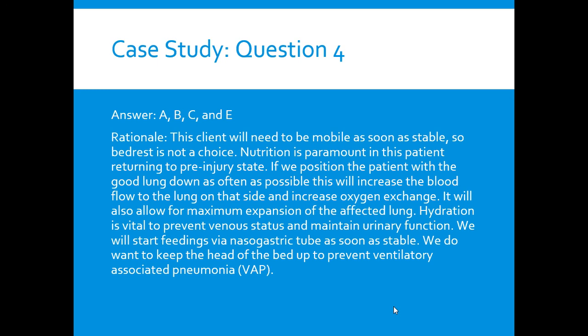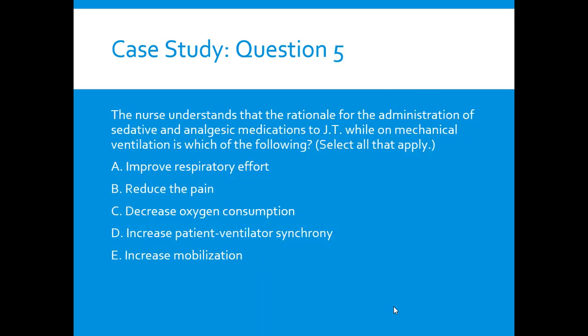And then we want to do hydration because it prevents venous stasis and maintains urinary function. We'll start some tube feeding with an NG tube as soon as they're stable. And then we want to keep the head of the bed up to prevent VAP, ventilator-associated pneumonia.